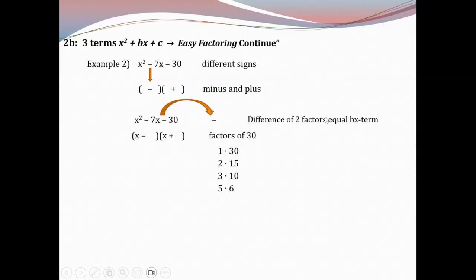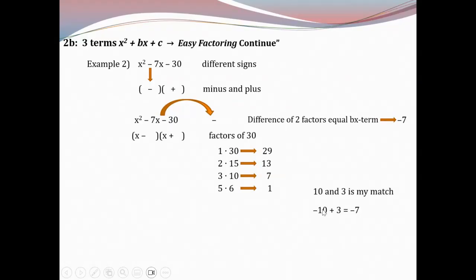Again, this is also just for the concept here. So what's 30 minus 1? 29. 15 minus 2? 13. 10 minus 3 will give us 7. 6 minus 5 will give us 1. So where's my match? My match is 7. It's got to be a 7. So the 3 and the 10 are my match.